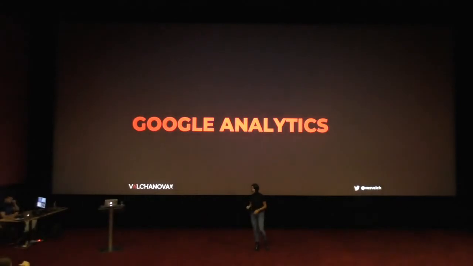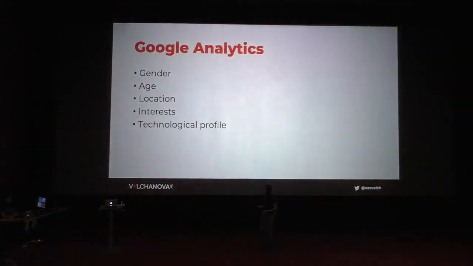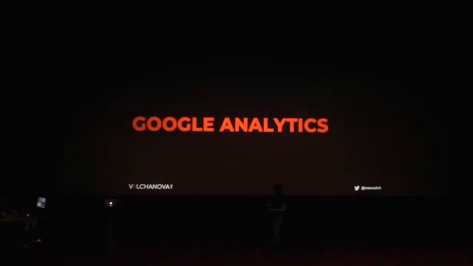So the first thing that you can use is Google Analytics. Google Analytics is a solution if you already have a site, obviously. But it can give you a lot of interesting information in terms of what your audience composition is. It allows you to see all of these interesting things like a person's gender, their age, their location, their interests, and the technical devices pattern of the people who come to your site. And I'll tell you why that matters.